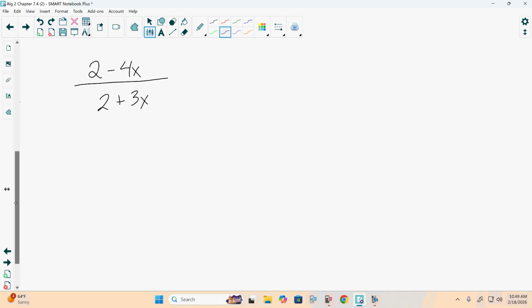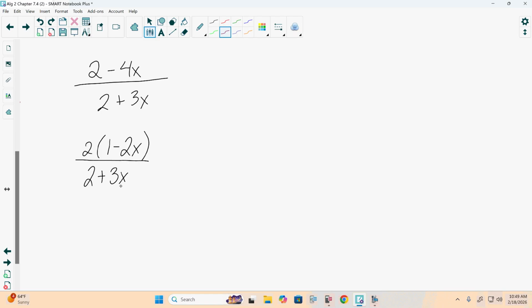Now, the denominator 2 plus 3x, the degree is 1. 2 and 3 don't have a common factor, so that is as simplified as it gets. However, if we look on top, 2 minus 4x, there is a greatest common factor of 2. If we factor 2 out of 2, we get 1. We factor the 2 out of negative 4x, we get negative 2. So that does simplify. We can reduce the numerator by factoring that 2 out.